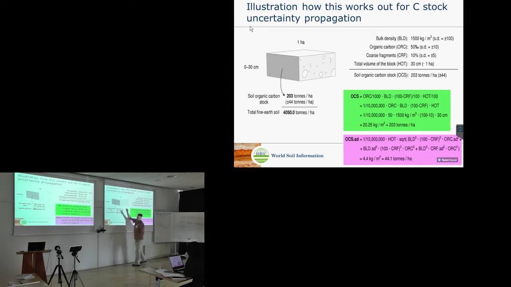This is just an example, one pixel, one block, where we have values for the inputs to our model, the carbon concentration, the bulk density, the coarse fragments, these values over here, with uncertainty, a standard deviation given as well. So we can just apply our model to compute the carbon stock. Well, just fill it all in here, then you would get 203 ton per hectare. We can also use this mathematical equation where you have to add the value. I will just show it to you once more.